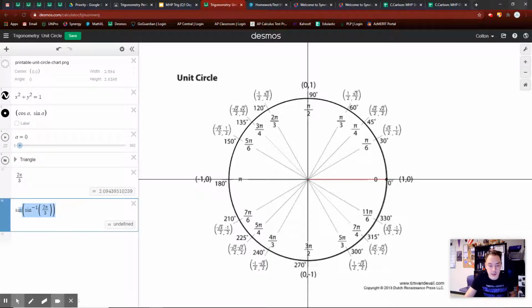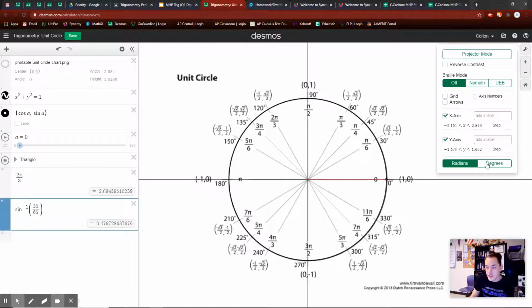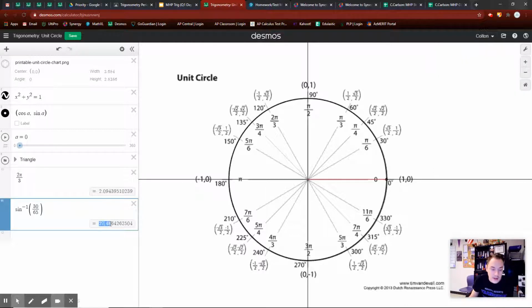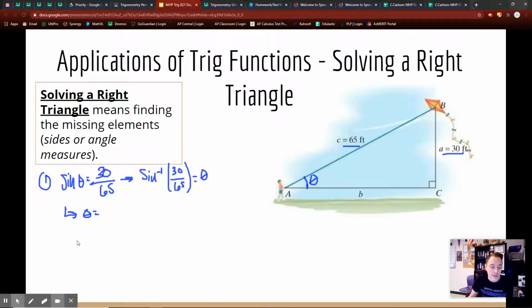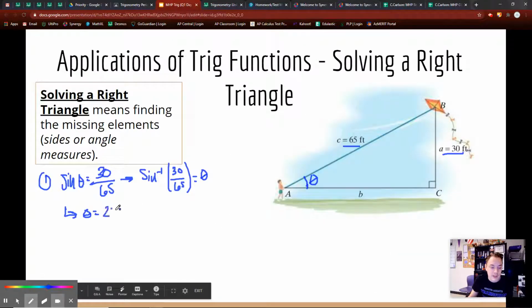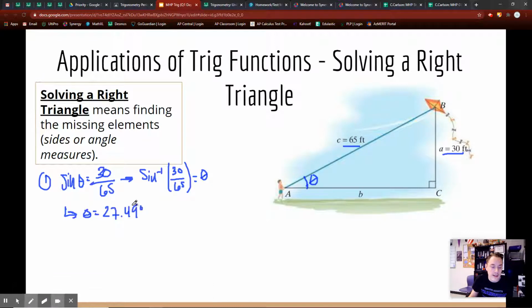Okay? So let's do inverse sine, and then I want to do 30 all over 65. So that is, I think, in radians. I'm going to go back and change it to degrees. And I get 27.49. So 27.49. I'm going to go back here. So this is 27.49 degrees. So this technically equals my A value. Okay, my A angle. Awesome. So I have one down.